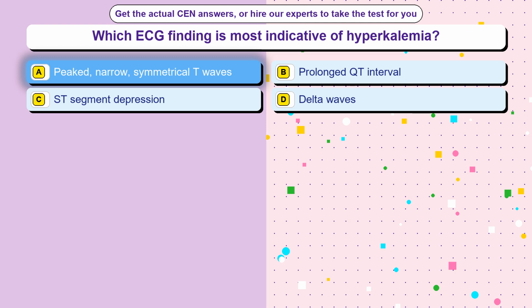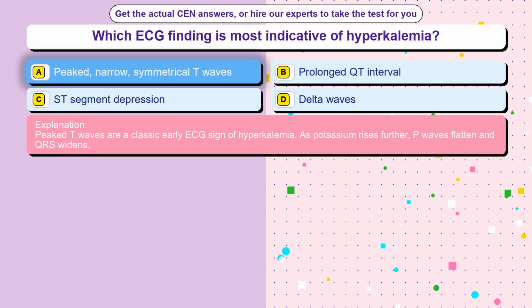The correct answer is option A, peaked, narrow, symmetrical T waves. Peaked T waves are a classic early ECG sign of hyperkalemia. As potassium rises further, P waves flatten and QRS widens.